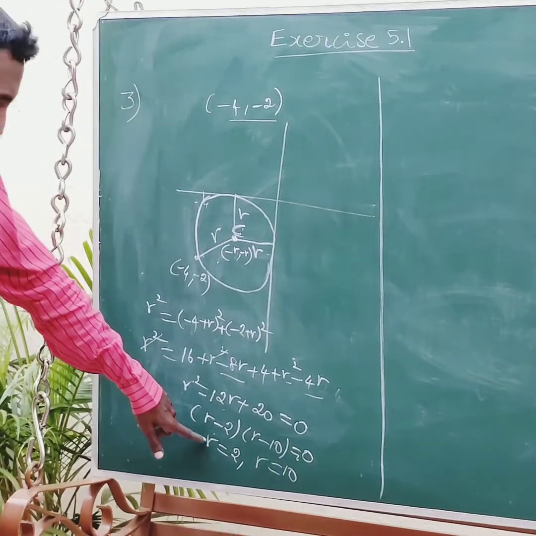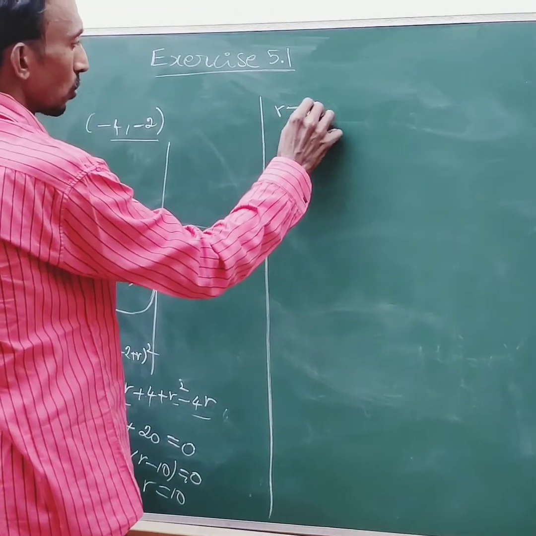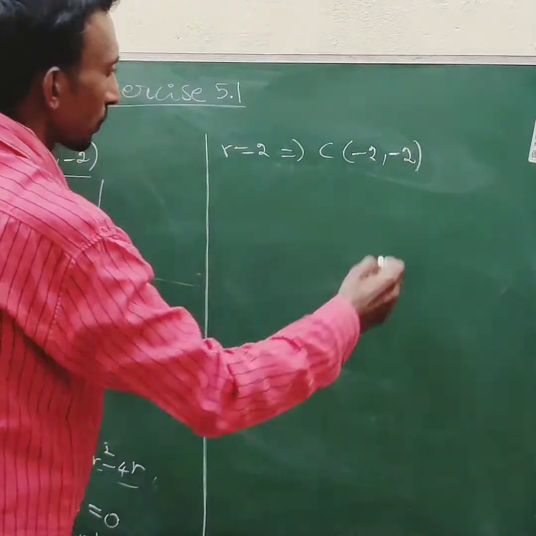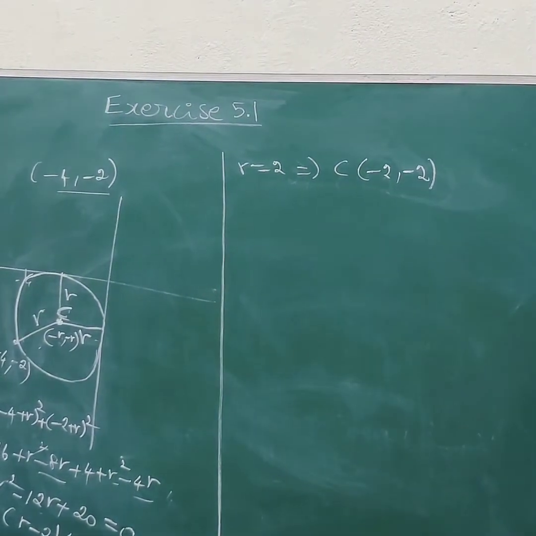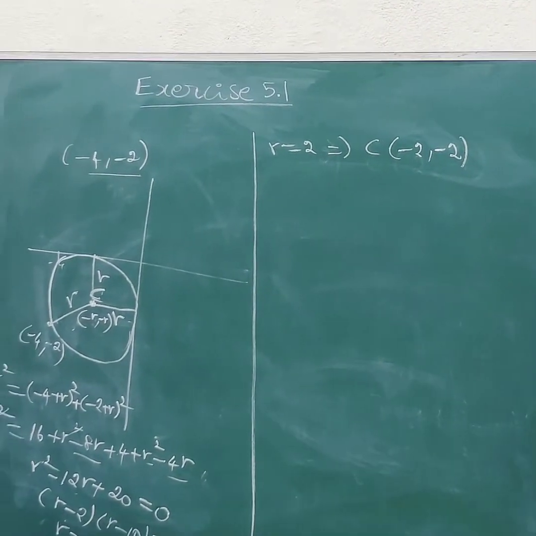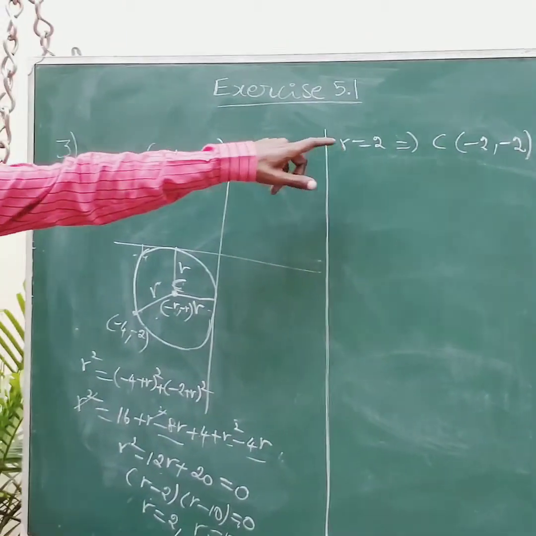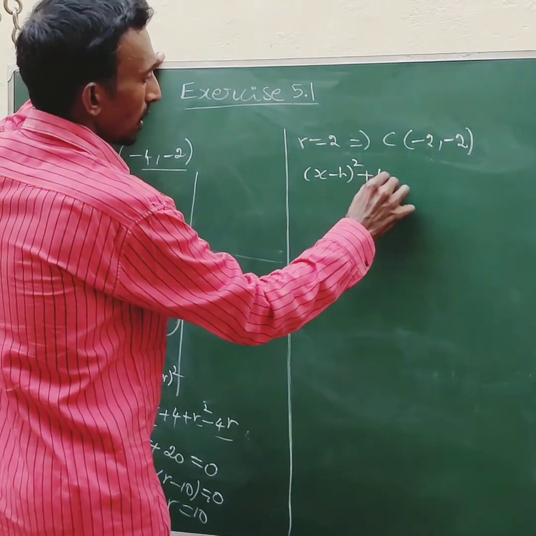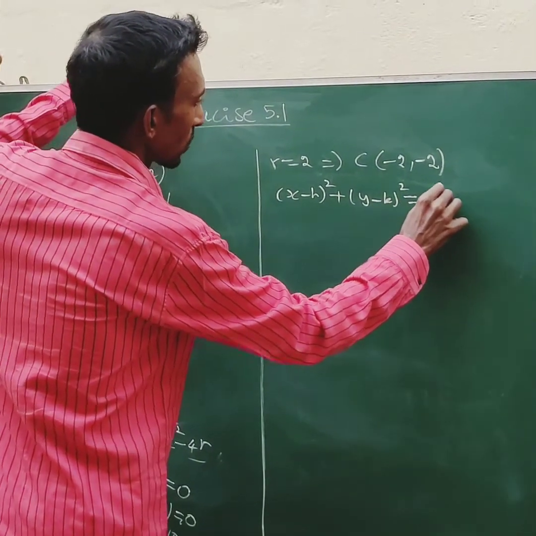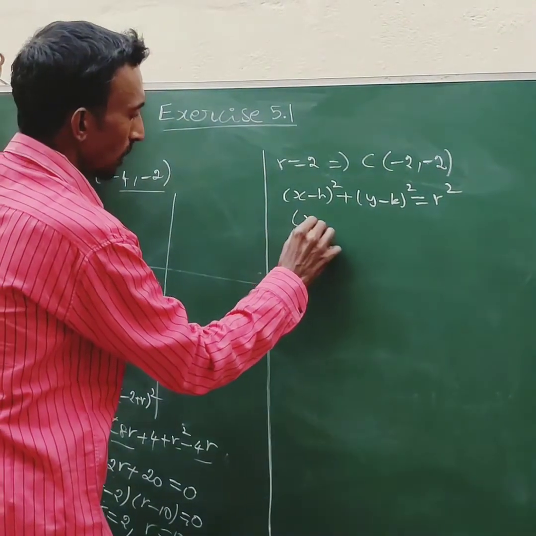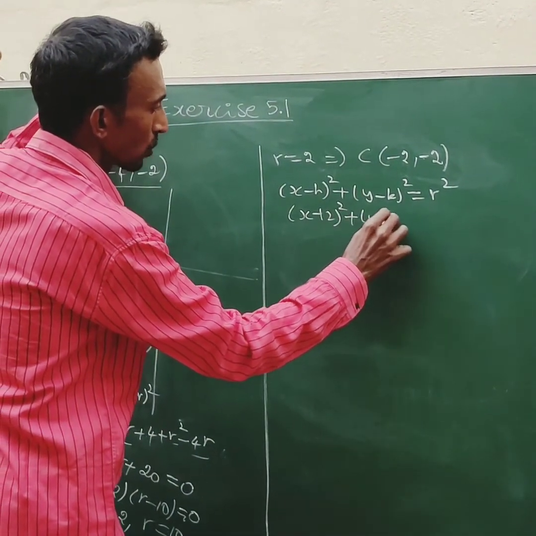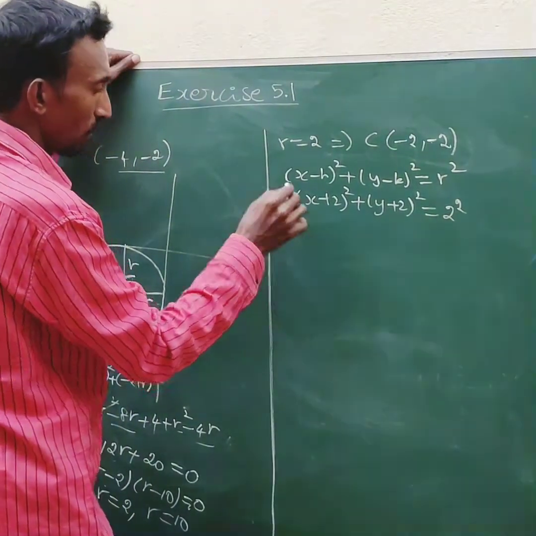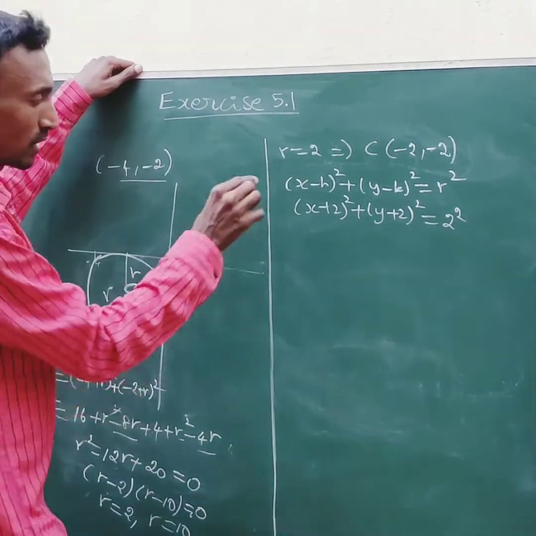Suppose the r value is 2, then the center is minus 2 comma minus 2, and the radius is r. So again use the formula x minus h the whole square plus y minus k the whole square equal to r square. Replace the values here: x plus 2 the whole square plus y plus 2 the whole square equal to 2 square. Again expand this equation because the answer must be in the general form.